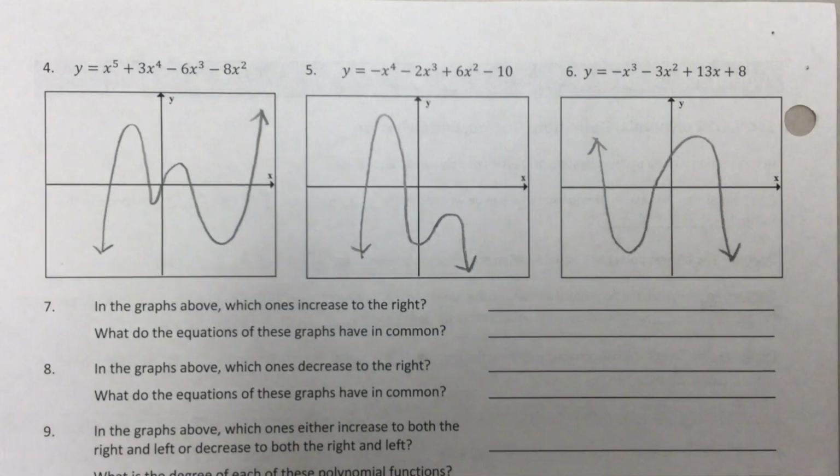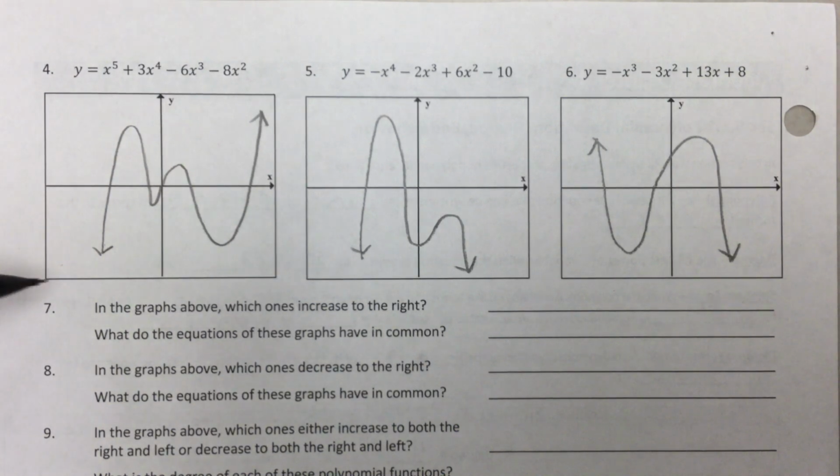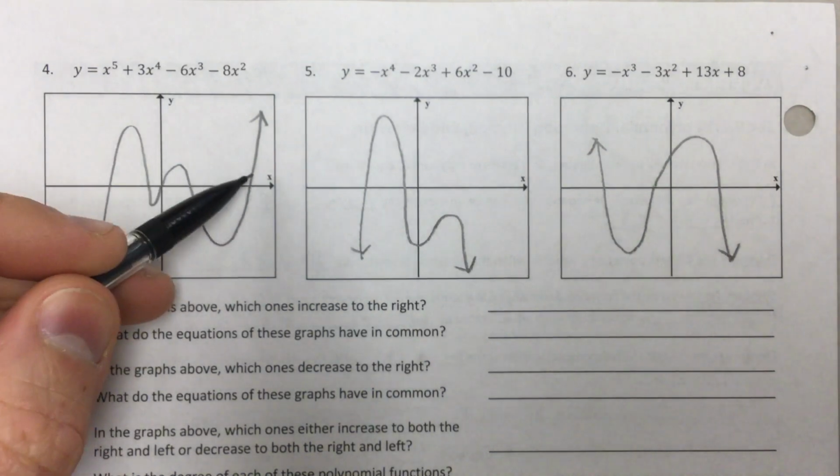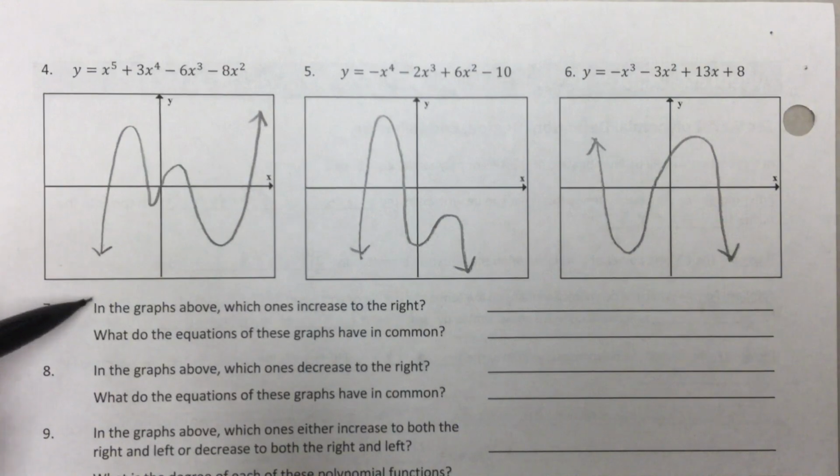All right, so as we answer these questions coming up, first question is, in the graphs above, which ones increase from left to right? So basically it's saying it's going to be starting on a negative side and then ending on a positive. Now again, overall these kind of increase and decrease, but in the end, decreasing would be like a negative arrow in the beginning and a positive arrow at the end. So we could look at that.